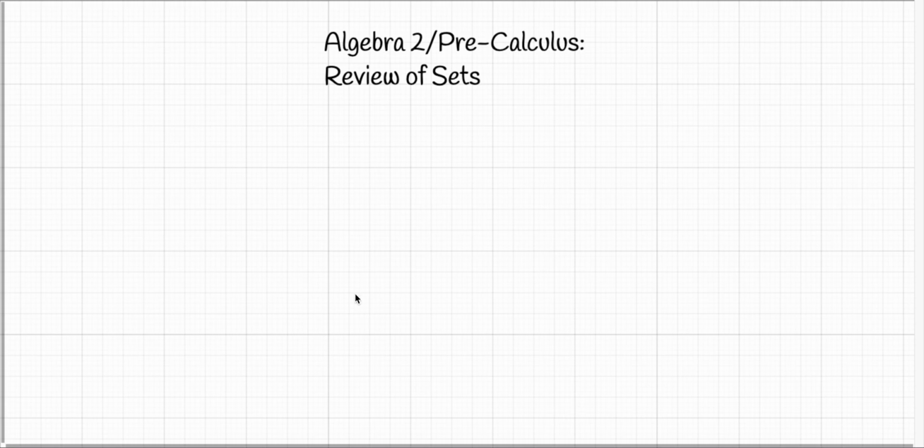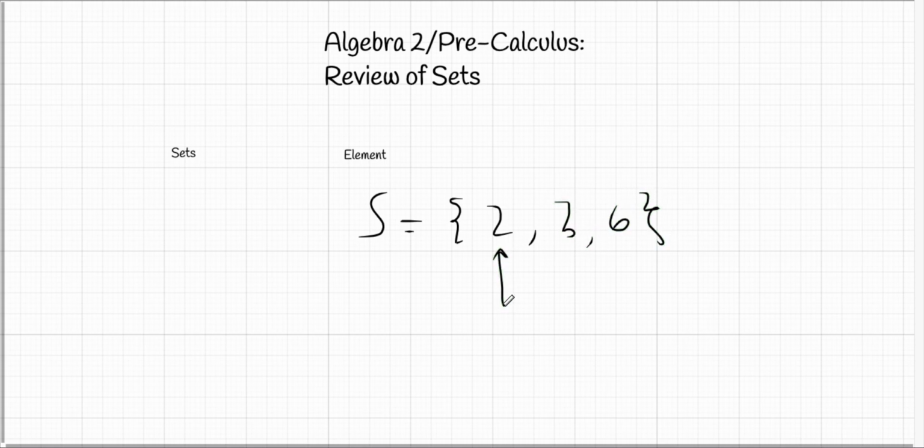So a set is basically a collection of objects, and each object is called an element. So we have sets, and we have elements in those sets. I'm purposefully writing elements away from sets because I'm going to use this word sets in a moment. But for now, I'll give you an example set. Let's say the set S is equal to {2, 3, 6}. The elements in this set are 2, 3, and 6. All 3 of these are elements.